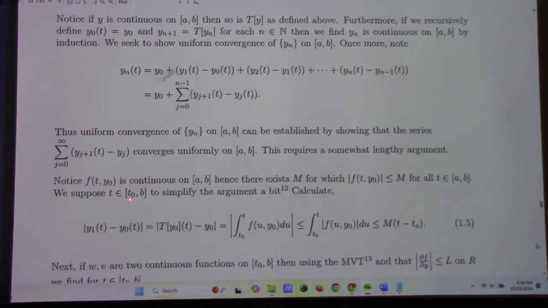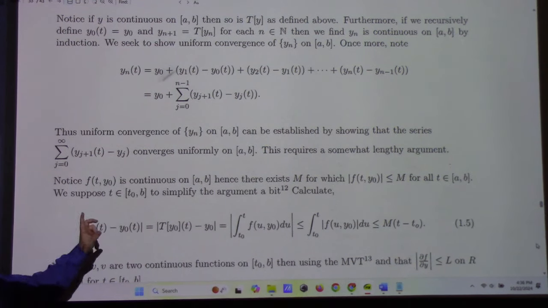Suppose that t is an element of t naught to b. To simplify the argument a bit, that footnote is another thread about a homework. Calculate, because the other half of the argument is to go from a to t naught. So there's a similar but left-handed part of this proof, or whatever you want to say.